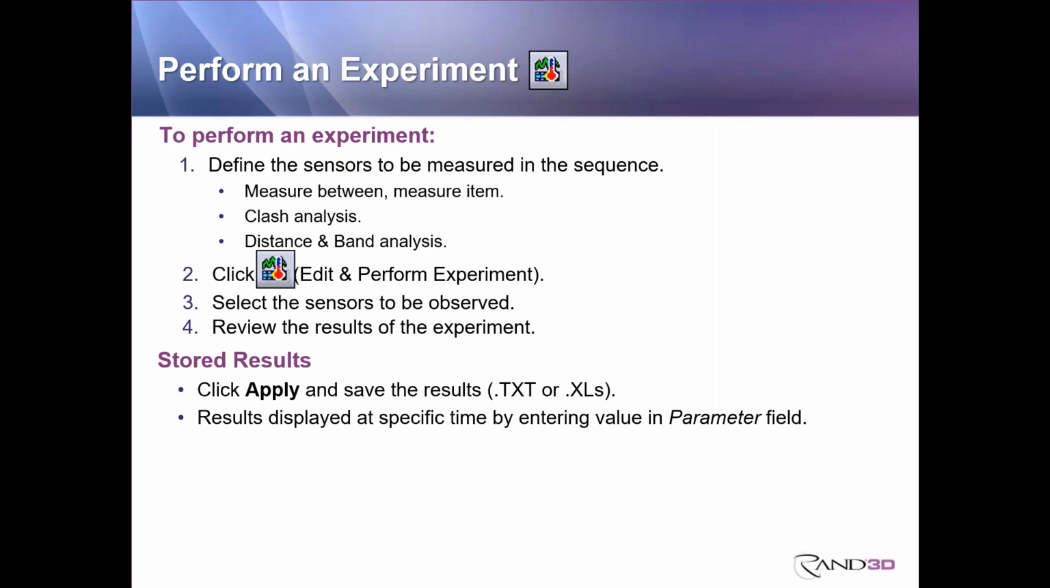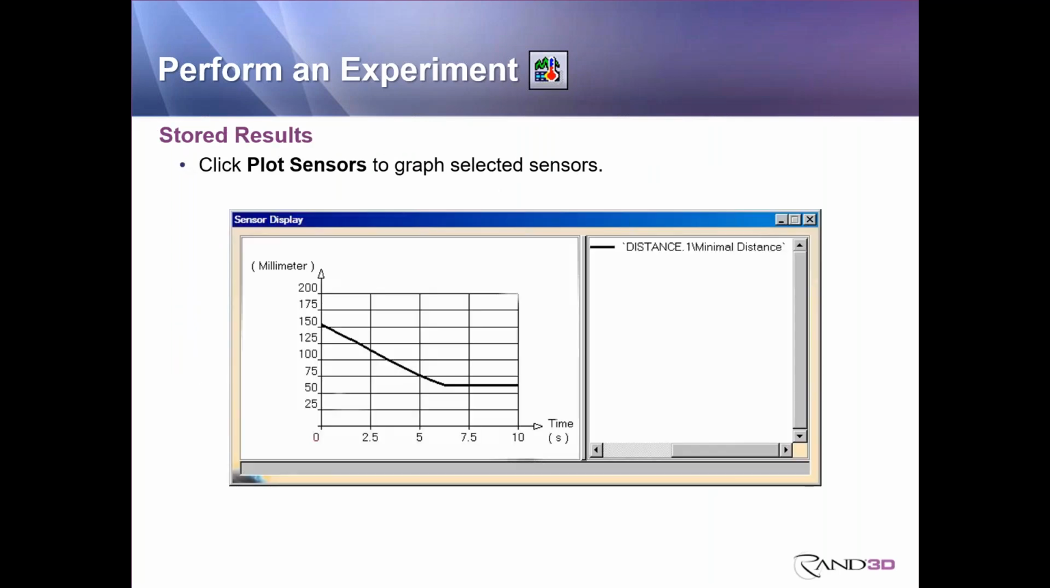All right, second step is you're going to click on the button. Then you're going to select the sensors to be observed, and then you're going to hit apply. Now, when you hit apply, that actually runs the sequence while you are observing that distance. It probably is going to take a little bit longer for that to run. So once again, have patience. Once that does run, you can then review your results. You can see the results in either the Excel sheet, or you can see it here if you click on plot the sensors, you would see it in a graphical format.